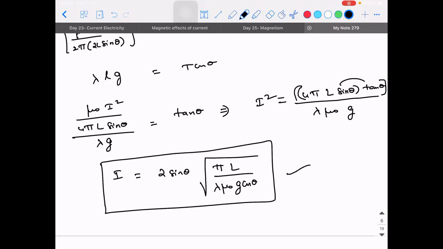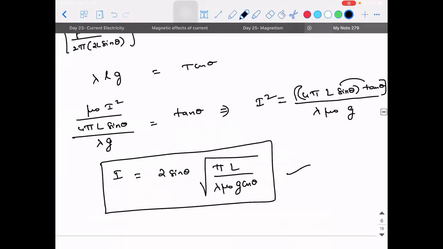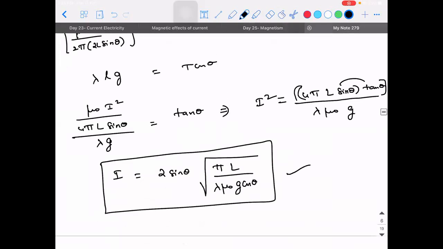Is there an option like this? 2 sine theta into, where is it? 2 sine theta into square root of pi L divided by lambda into mu naught. I think lambda will go up, right? Yes, lambda g should actually go up now.